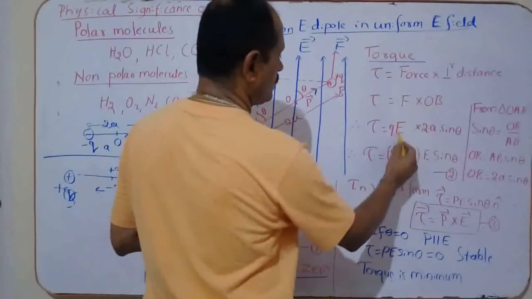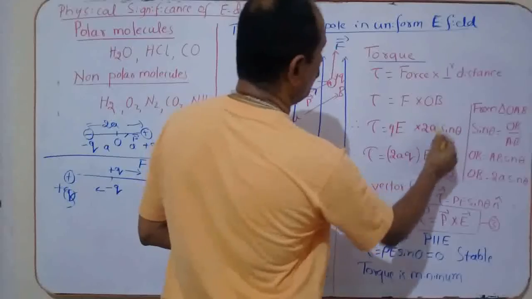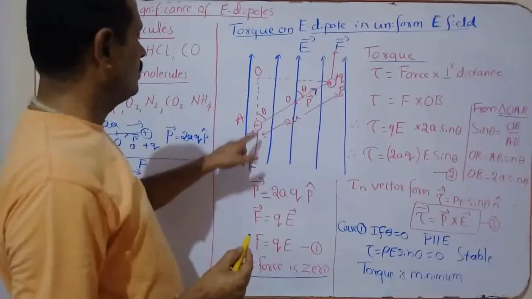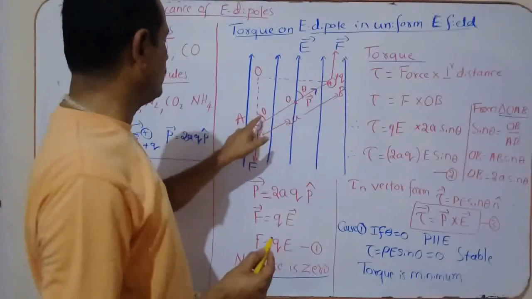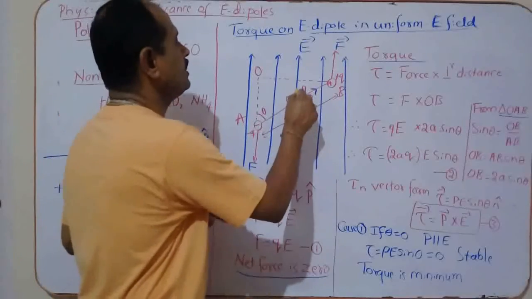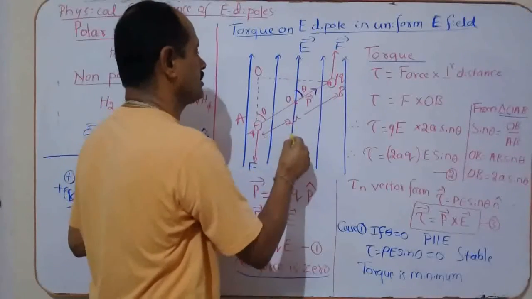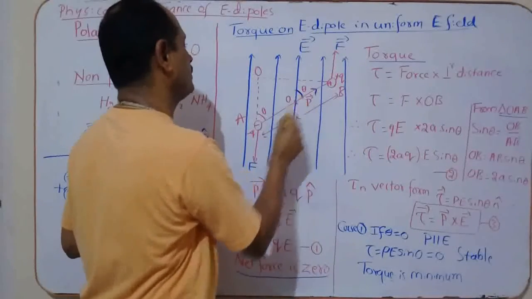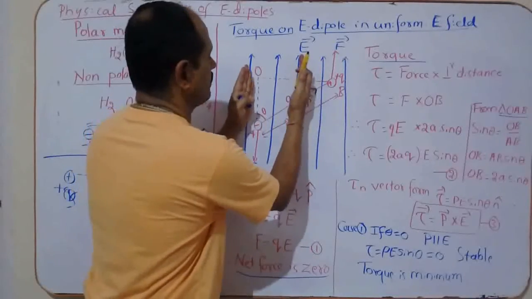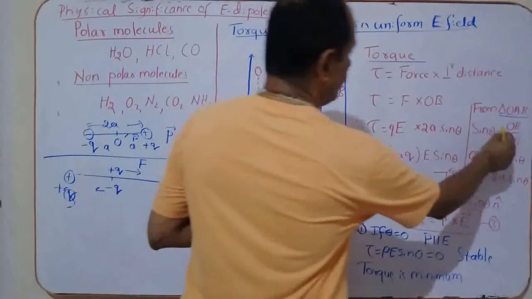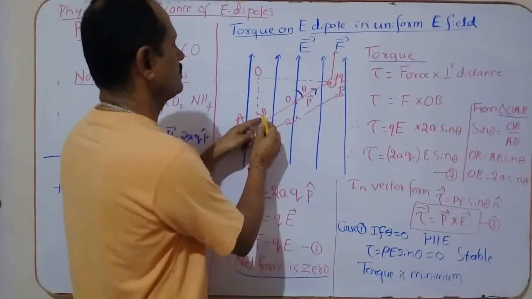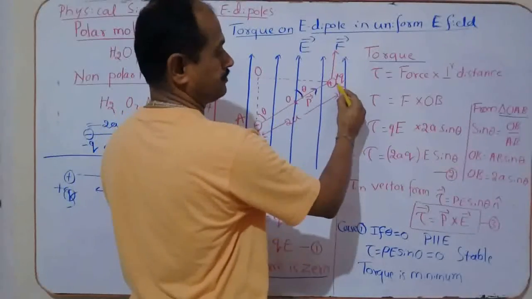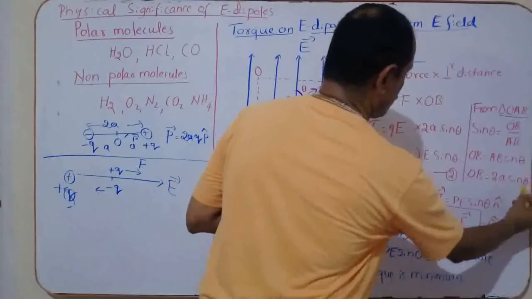Now force is Q into E. OB is 2A sin theta, from the triangle OAB. Here theta is the angle between the direction of the electric field and the dipole moment of the electric dipole. This angle theta, this is also angle theta because the lines are parallel. Now sin theta is equal to opposite side OB upon hypotenuse AB. OB is equal to AB sin theta, and AB is 2A, so OB is 2A sin theta.